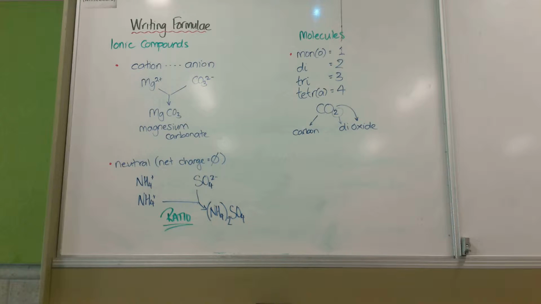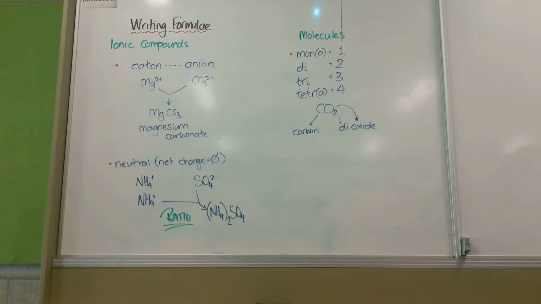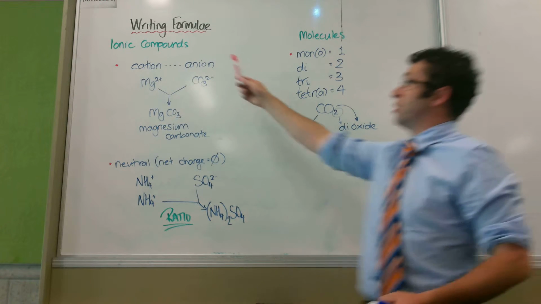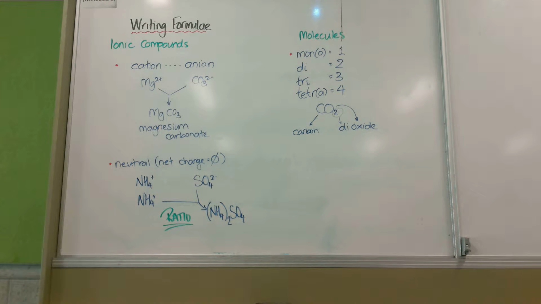I'm just going to quickly go through some ways for writing formulae for things that you're going to encounter in this topic. So it will be old news for most of you. The two main things we're looking at in level 2 are either ionic compounds or molecules, particularly in this topic. Those molecules might be elements, where they're only made up of one type of atom, or they might be compounds, where they're made up of more than one, like the example given there.